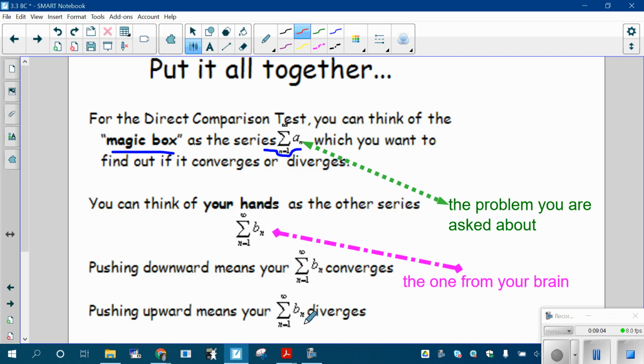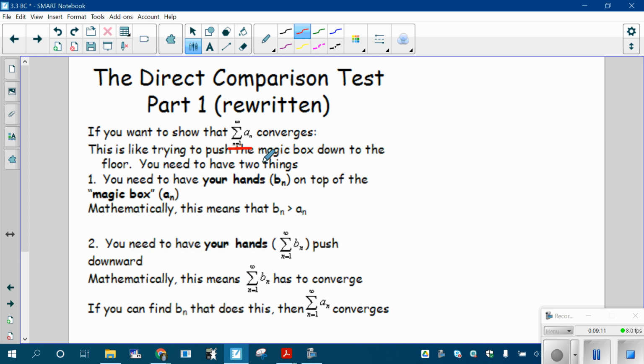Okay. If you want to push that magic box to the ground, that series that you came up with in your brain, your hands, has to be on top of the box. In other words, the terms in the series that you came up with have to be bigger than the series that you're trying to determine whether it converges or diverges. And the second thing that has to be true: it's not enough just for your hands to be on top of the box. Your hands have to be pushing downwards. In other words, this other series that you thought of has to converge.